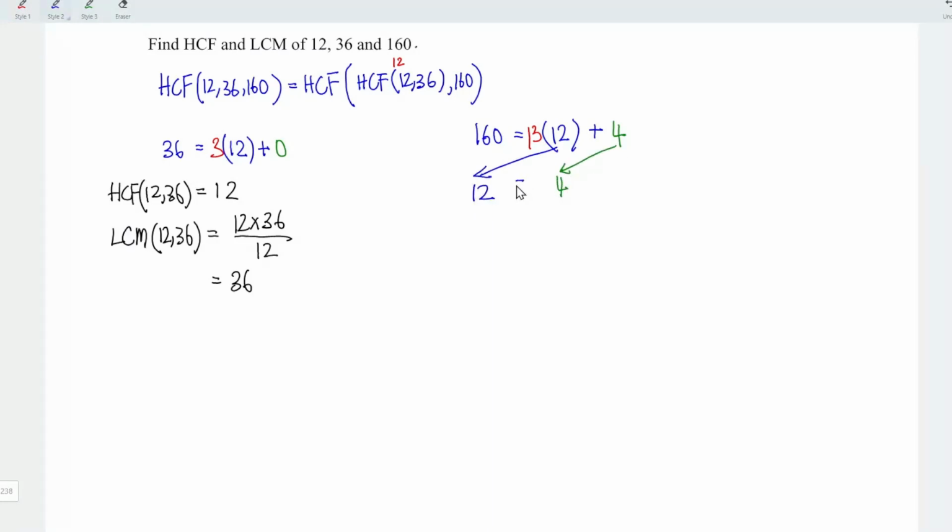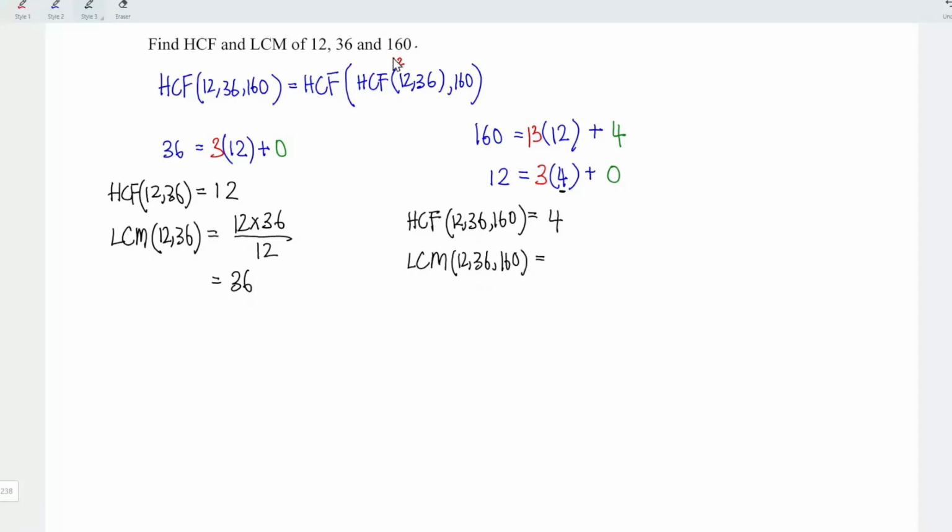Let's make this equation whole. And this time, we should have a quotient of 3 times 4 plus 0 is equal to 12. Once we obtain a remainder of 0, that means that we can stop here. And we can now determine the highest common factor of the three numbers, which is equal to this number 4. And we should now be able to determine the lowest common multiple of the three numbers.